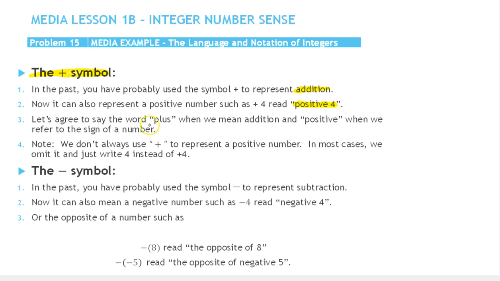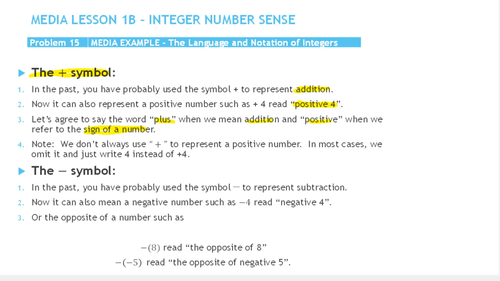So let's agree to say the word plus when we mean addition, plus for addition, and positive when we're referring to the sign of a number. And note again, like we've mentioned, we don't always use the positive sign to represent a positive number. In most cases we omit it and we just write 4 instead of positive 4.